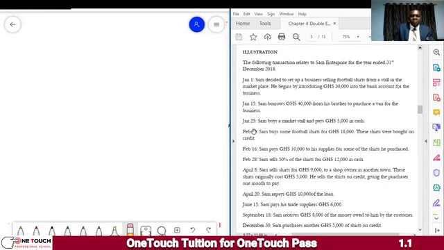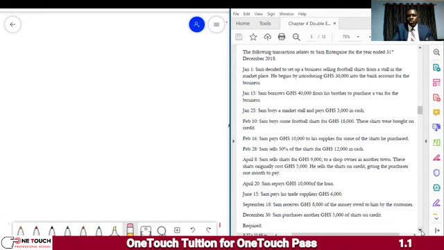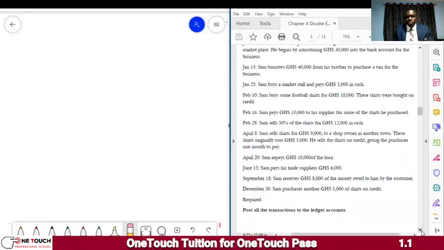Good. So now always when you get a question, always look at the requirements. Okay, good. So what are we required to do? We are required to post all the transactions to the ledger account. Good.